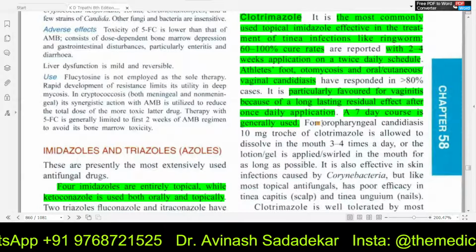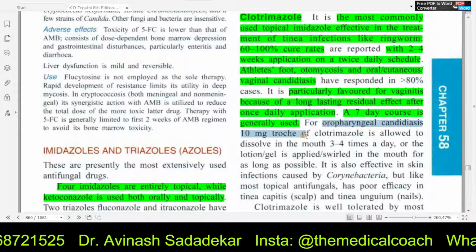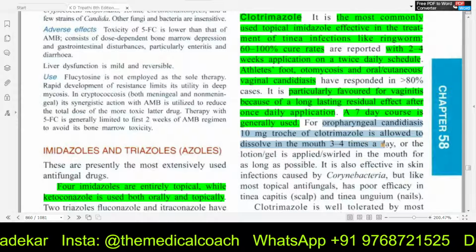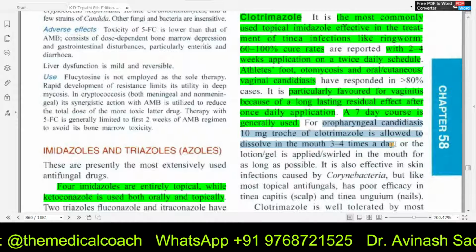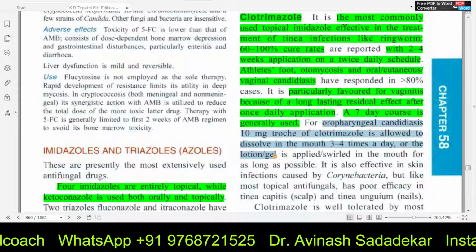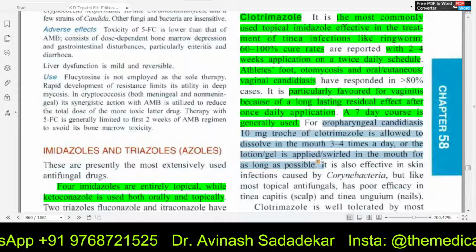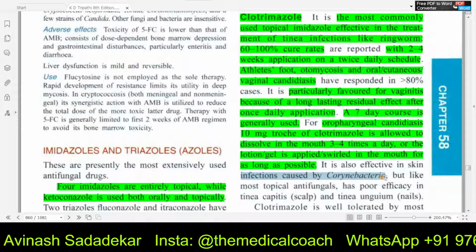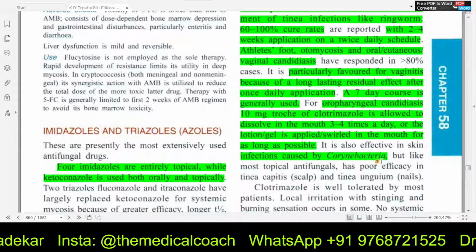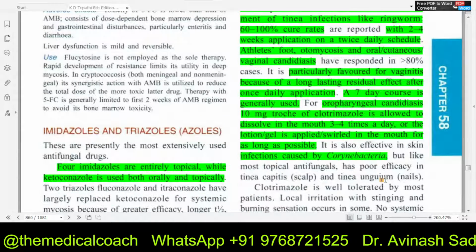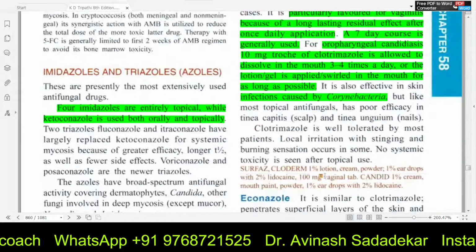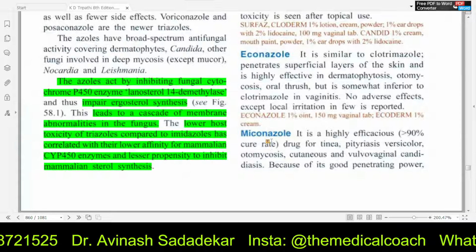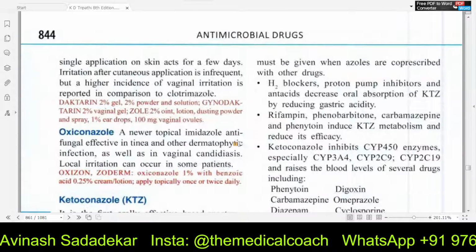For oropharyngeal candidiasis, we have something called a 10 mg troche of clotrimazole. You just put it in the mouth, it will slowly and gradually dissolve. 3 to 4 times a day it's used. That also works. Or you can use lotion or gel, or you can just gargle it a little bit. That also works. Okay, effective for infections by Corynebacterium. So this is the first one we have spoken about that works on Corynebacteria. This is it. Miconazole is quite famous, so you can remember that also.